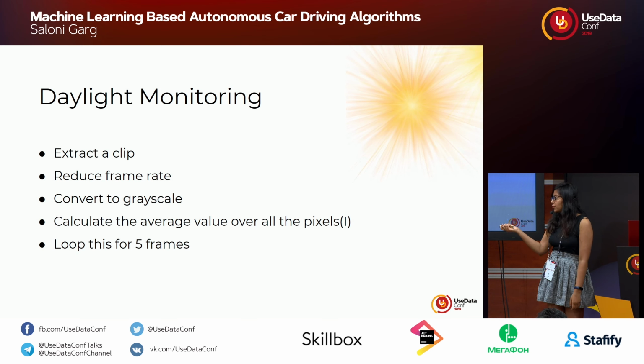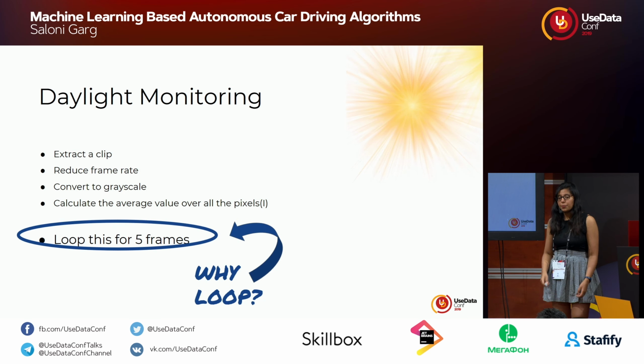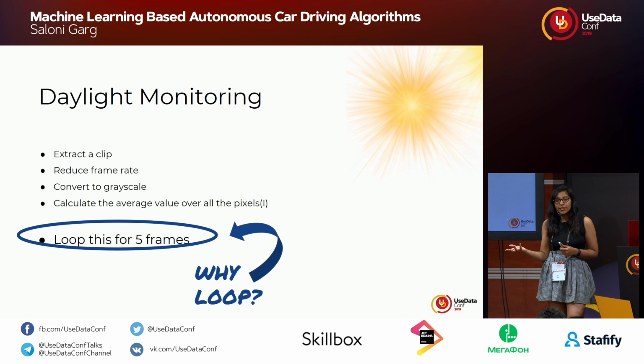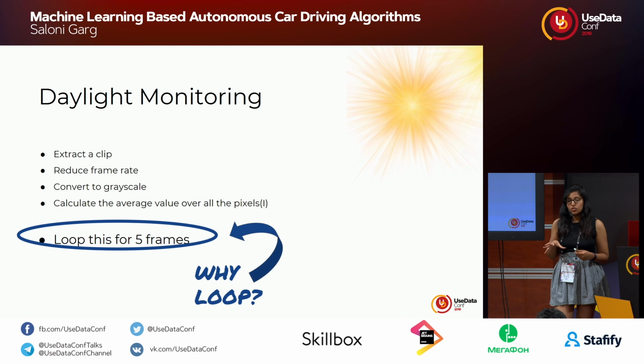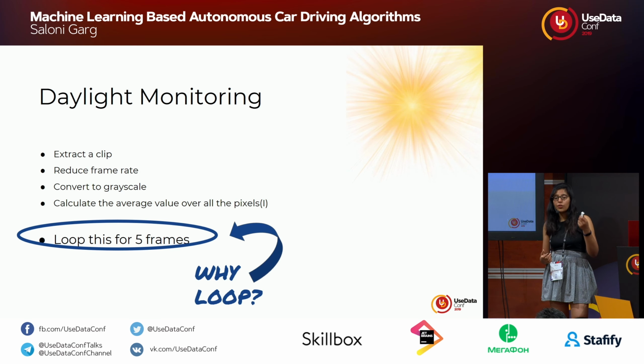And we looped this for 5 frames. So why did we loop this for 5 frames? Basically because we do not want to conclude that it's shady time or evening time even when the vehicle is just passing through a small tree or under a small bridge, because then suddenly the value of daylight intensity would fall, but we do not want to conclude that the time has changed or anything.